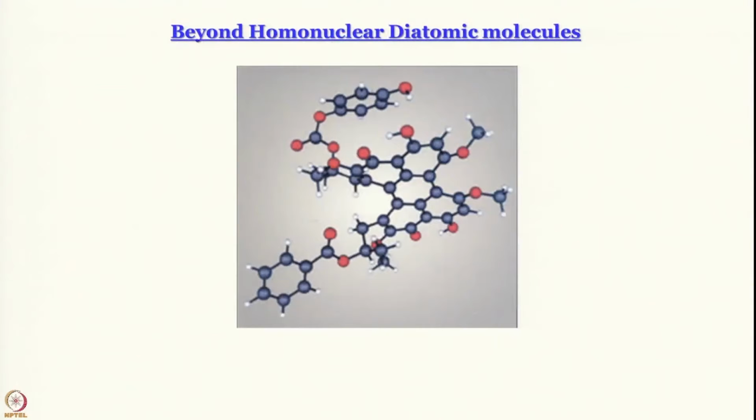Until now we have come a long way, but in molecular orbital theory we have learned how to handle only homonuclear diatomics, H2 plus, H2, F2, and so on. But we do not want to stop there, right? We do not want to talk only about homonuclear diatomic molecules. We want to talk about molecules like these which are neither homonuclear nor diatomic.